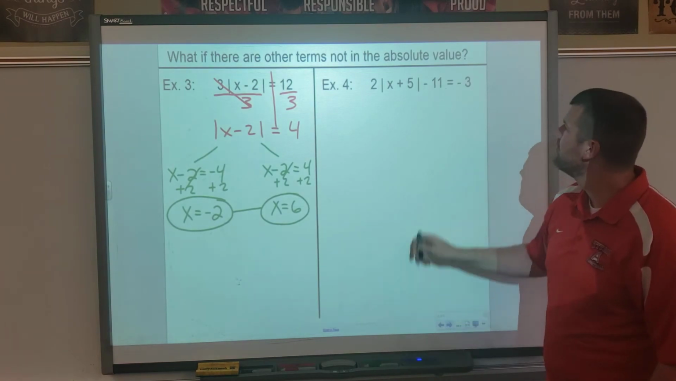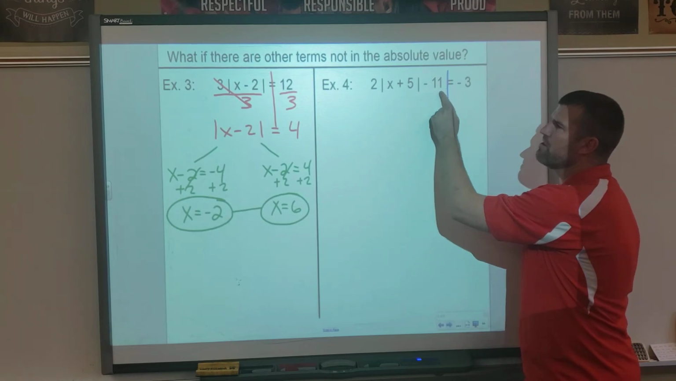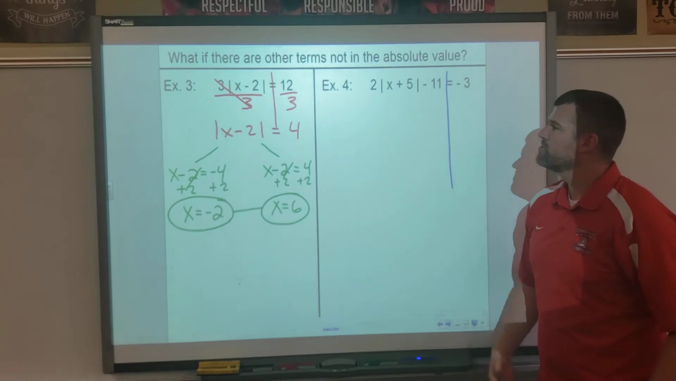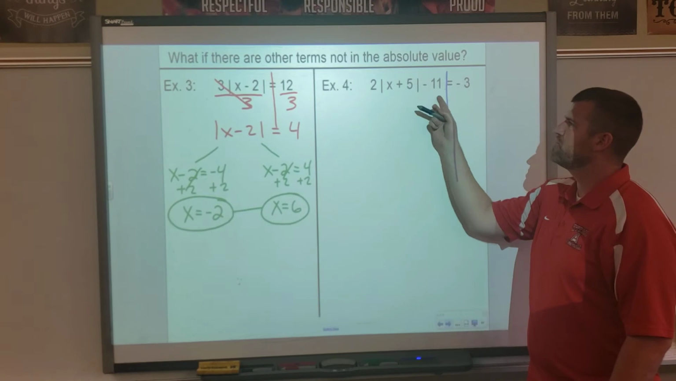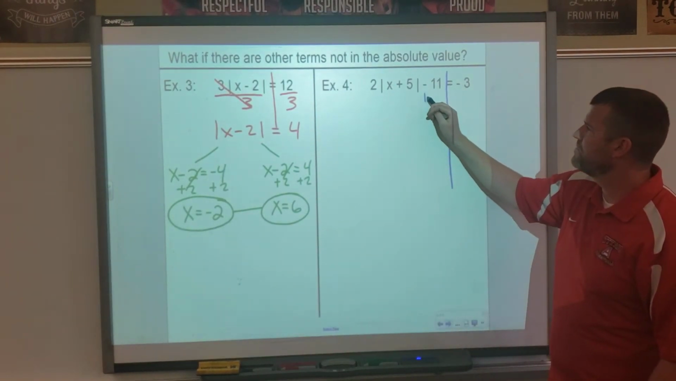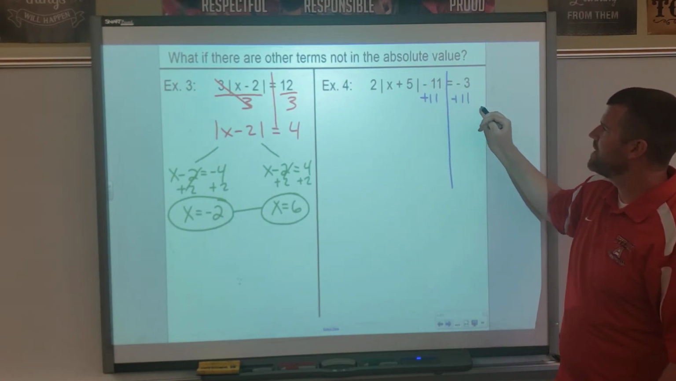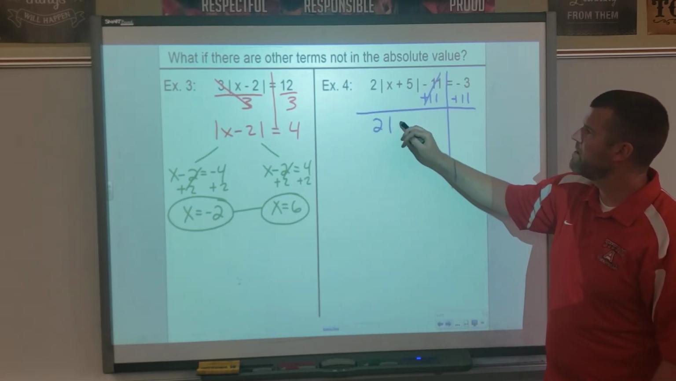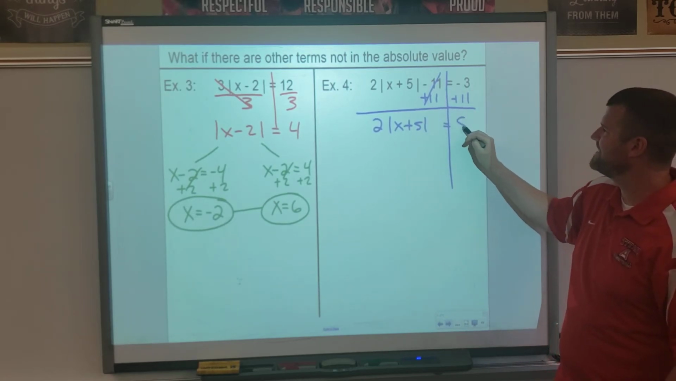Now this one, we do need to get rid of this 2, but if we divide by 2, we'd also have to divide the negative 11 by 2, which is going to give me a fraction, which is fine. But just like when we solve a regular equation, we always get rid of addition or subtraction before we get rid of multiplication. So the first thing I'm going to do to get the bars alone is move this negative 11. So to do that, I'm going to add 11 to both sides, which gives me 2 times the absolute value of x plus 5 equals 8.